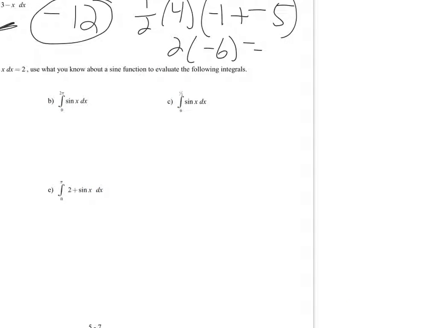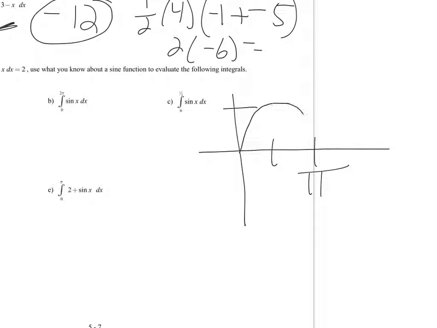Now I'm realizing that I missed question C, so I'm going to do that one quickly. So I know from 0 to pi, that area is equal to 2, but they're only asking me from 0 to 2 pi. And if you notice that that is symmetric, right, that cuts that region in half, so that area is going to be 1.